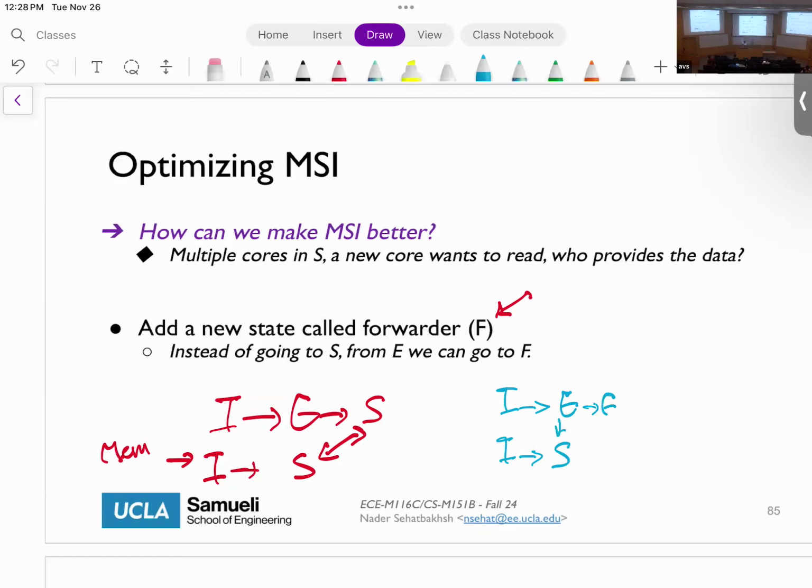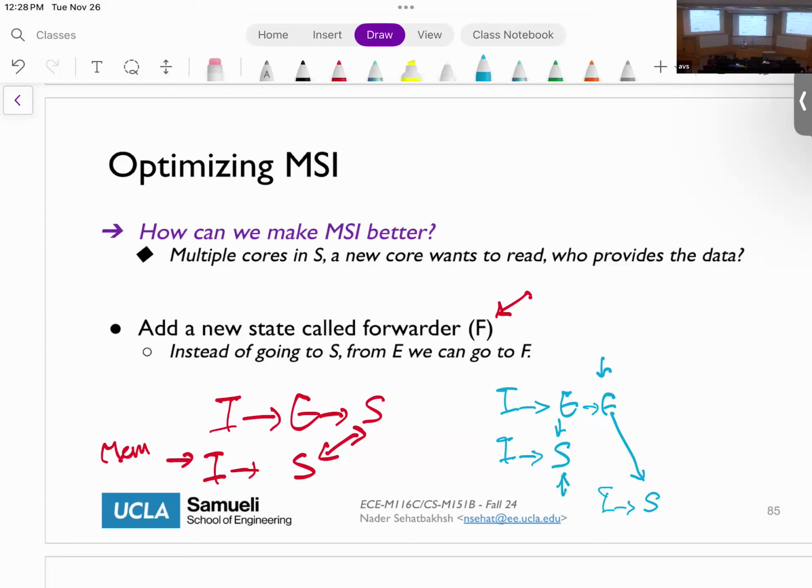Okay? So at the end of this process, one core is in F, the other core is in S. Now, if there are more cores that want to read, so let's say another core, this one goes to S, and the data will be provided by the other core. So that core stays in forwarder. So as long as there are only reads, one stays in forwarder, the other stays in S.